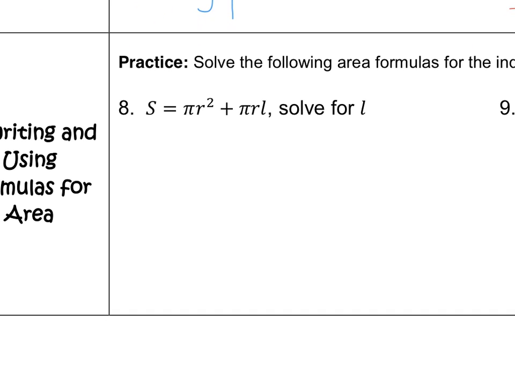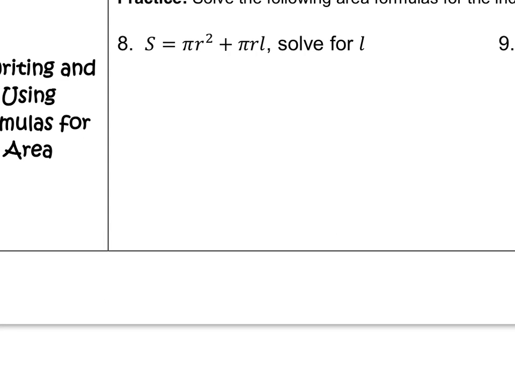So now let's look at number 8. Number 8 is asking us to solve for L. Well, if I look at this, the L is over on the right-hand side. So I'm going to do the same thing I just did. I'm going to turn this whole thing around. I'm going to flip-flop it. So I'm going to rewrite this as pi r squared plus pi RL equals S. Notice, I took exactly what was on the right and put it to the left, and exactly what was on the left and put it to the right.